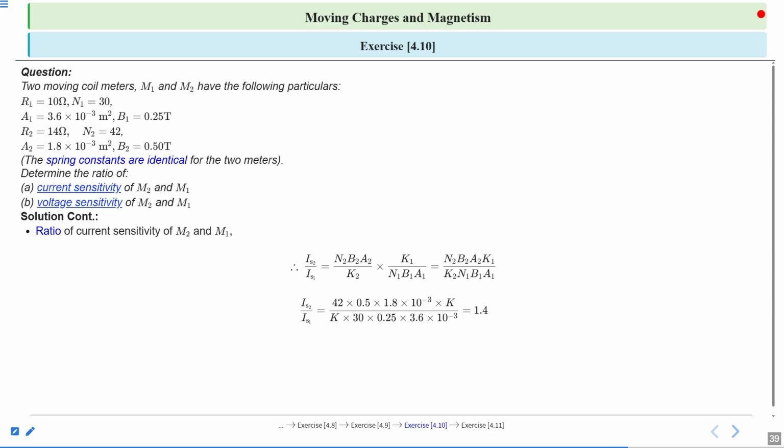What is N1? 30. What is B1? 0.25. What is A1? 3.6 into 10 to the minus 3. After solving it, it will result in 1.4 and K will get cancelled out. So the ratio of current sensitivity of M2 and M1, IS2 by IS1, is equal to 1.4.